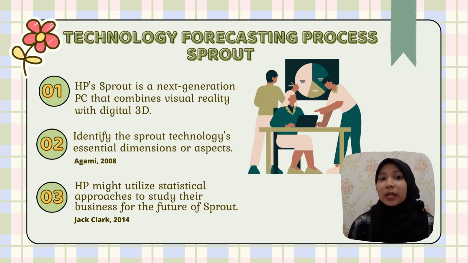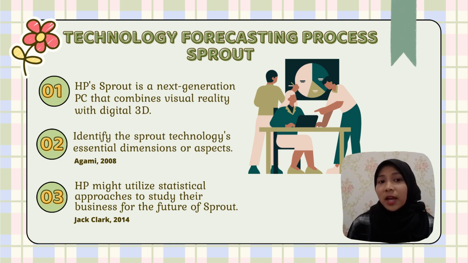Furthermore, HP is aiming for what it terms the maker in all offers, or for what some may refer to as creative types. Next, to forecast the process of Sprout, HP needs to identify the Sprout technology's essential dimensions or aspects, such as its hardware component, software feature, user interface, application, and so on. To identify this, they can use resources such as trustworthy sources, industry reports, research publications, and so on.